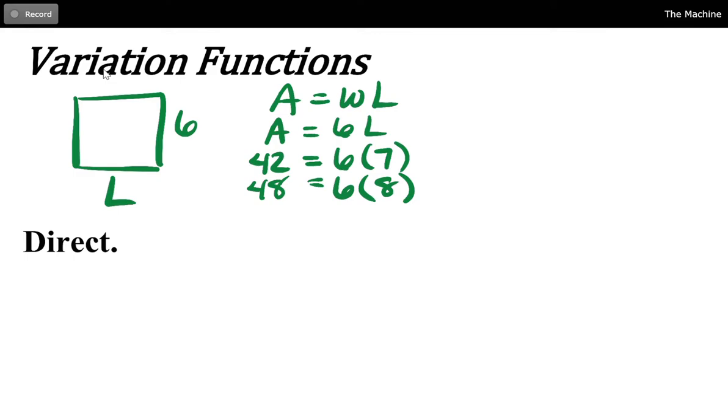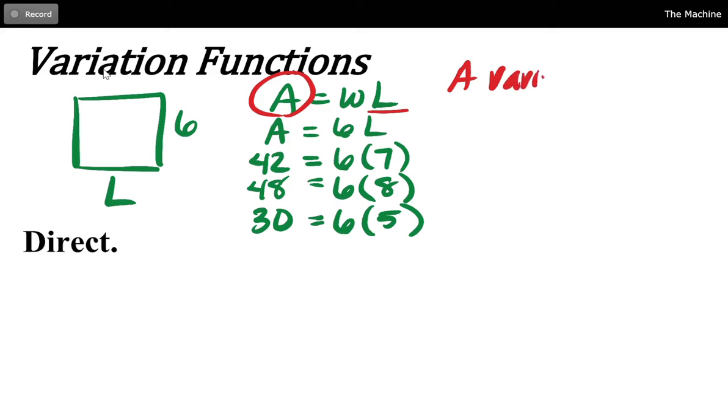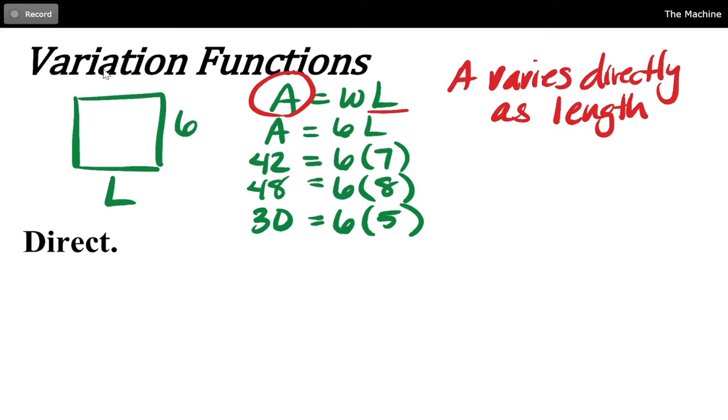So what happens if I were to reduce it? Let's say that I had a length of 5. If I made the length go down, what would the area do? Well, the area would also go down, to 30. So what we can really say here is there's a relationship between the area and the length. What we can say is that area varies directly as the length. What this basically means is that if I increase the length, I increase the area. And if I decrease the length, I decrease the area.